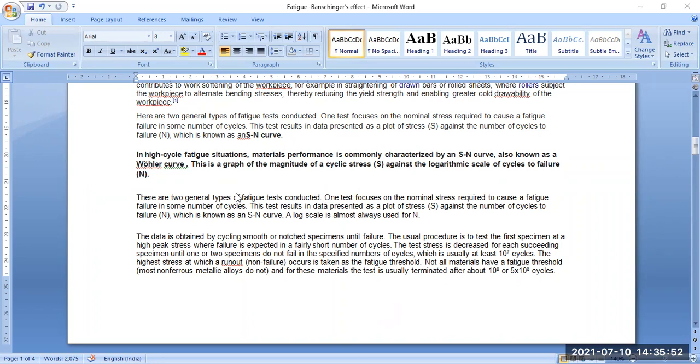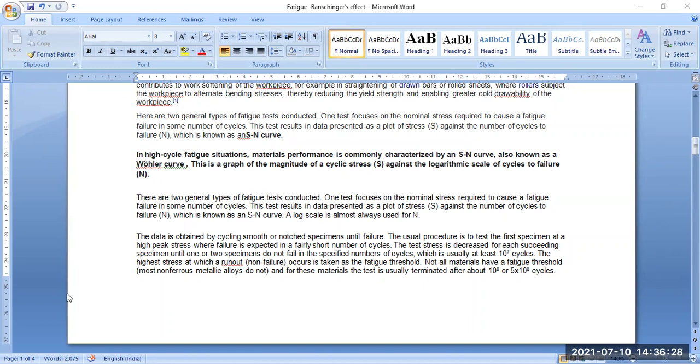Now, for the high cycle fatigue situation, material performance is generally characterized by the SN curve. It is a graph of the magnitude of the cyclic stress on the ordinate against the logarithmic scale of the number of cycles to failure on the abscissa, that is, the cycles required for failure of the material itself.